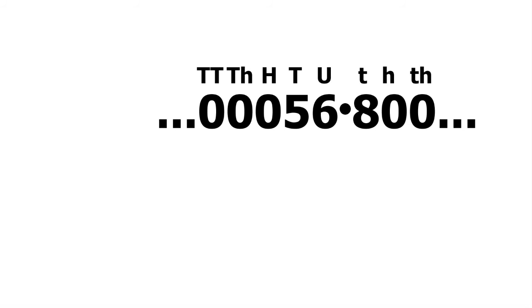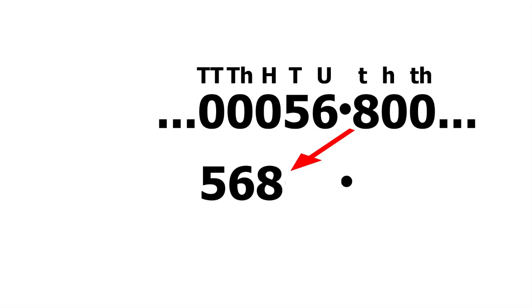So here we have 56.8, and we now put in the zeros that we've been talking about before. All we need to do is to move every digit 3 places, so that the 5 in the tens column moves into the 10,000s. The 6 moves into the thousands, and the 8 moves into the hundreds.